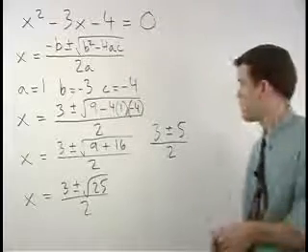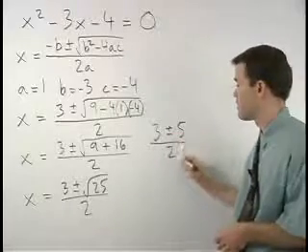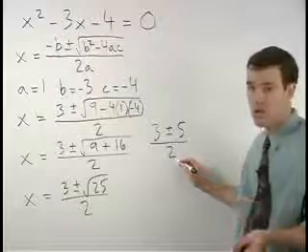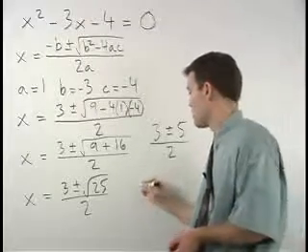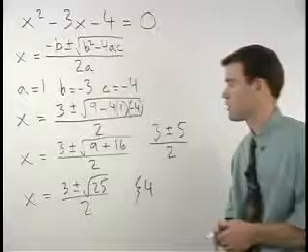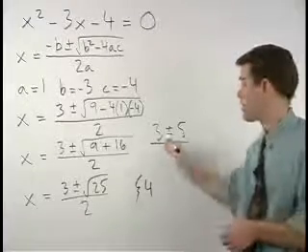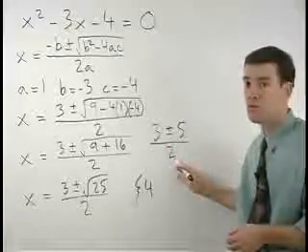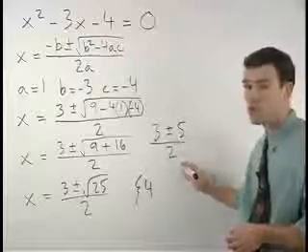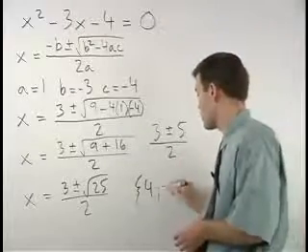So our solution is either 3 plus 5 over 2, which is 8 over 2, or 4, or 3 minus 5 over 2, which is negative 2 over 2, or negative 1.